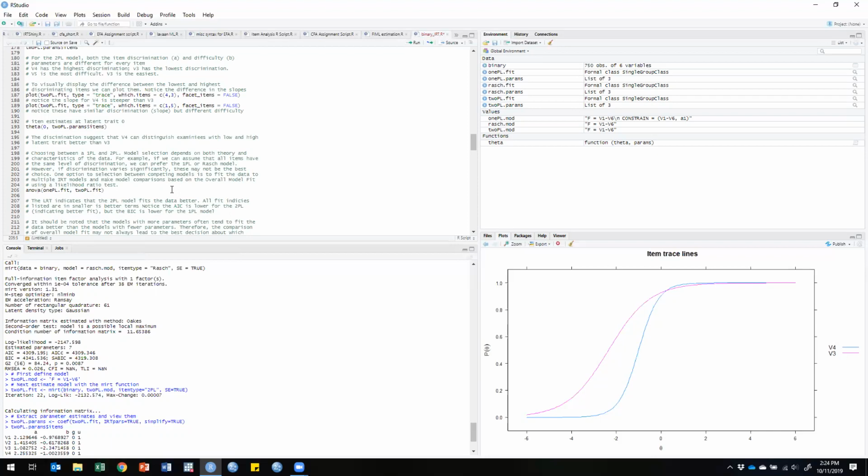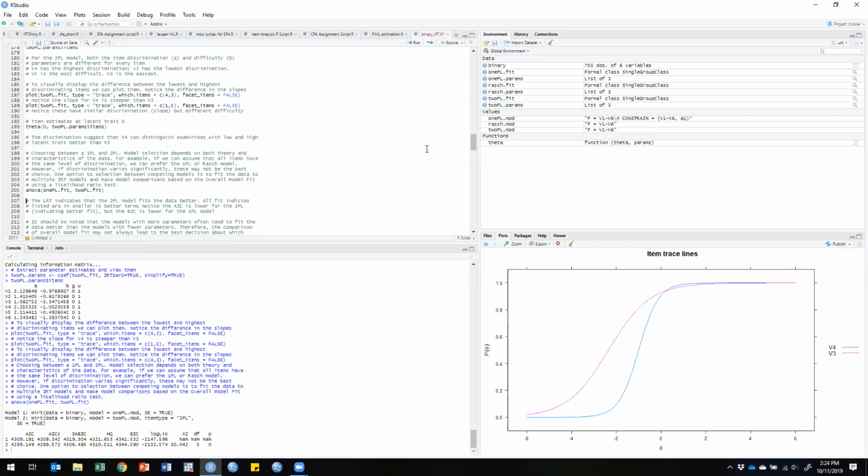So we could use just the ANOVA function, and then we would get a likelihood ratio test here. It's just a chi-square test of the difference between the two likelihood ratios, in this column. And we can see the likelihood ratio test is saying that the 2-parameter logistic model fits the data better.